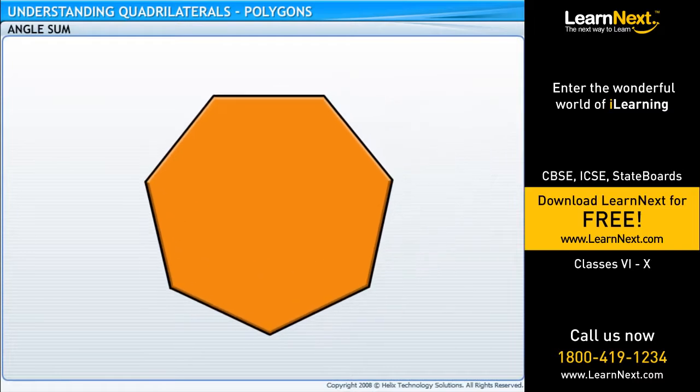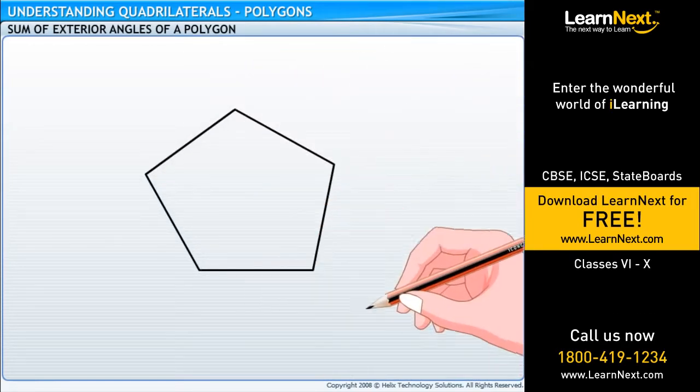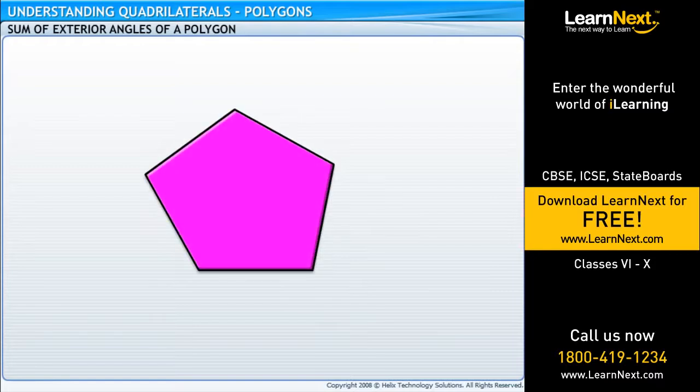So far, we have discussed interior angles. For any polygon, we have the concept of exterior angles also. Further, we will find the sum of the exterior angles of a polygon. Now we will discuss the sum of the exterior angles of a polygon. Let's see what an exterior angle is.